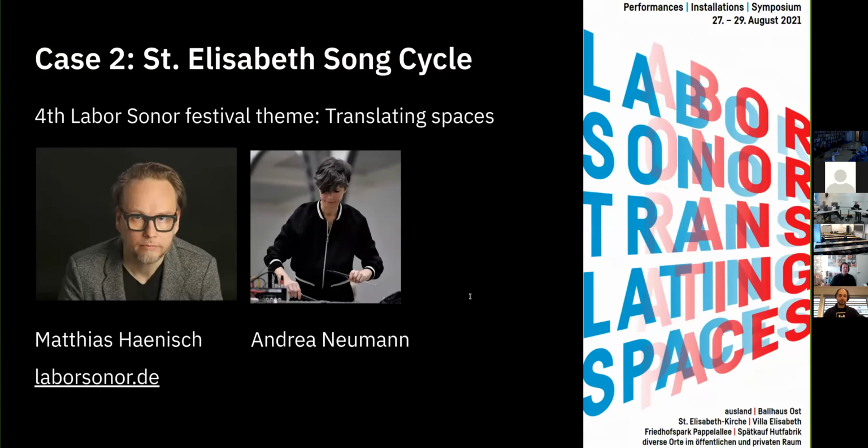The theme of this year's festival was translating spaces. And when we were asked to contribute, knowing our site-specific inclinations, the festival organizers, Matthias Heinisch and Andrea Neumann, began by discussing the site of our concert. And they basically asked whether we would like to compose for the Villa Elizabeth or the St. Elizabeth Church. And our response was both.